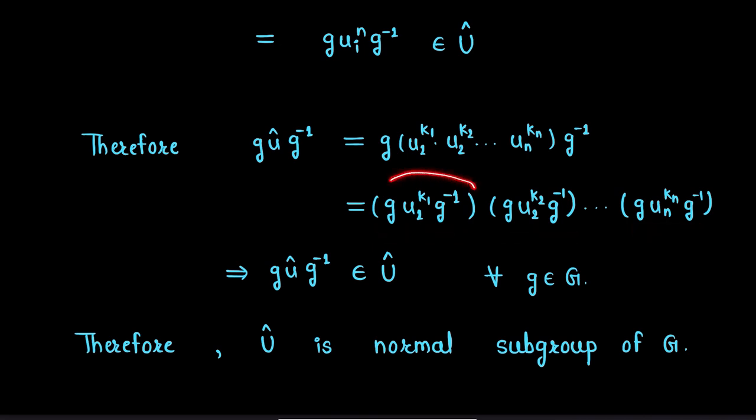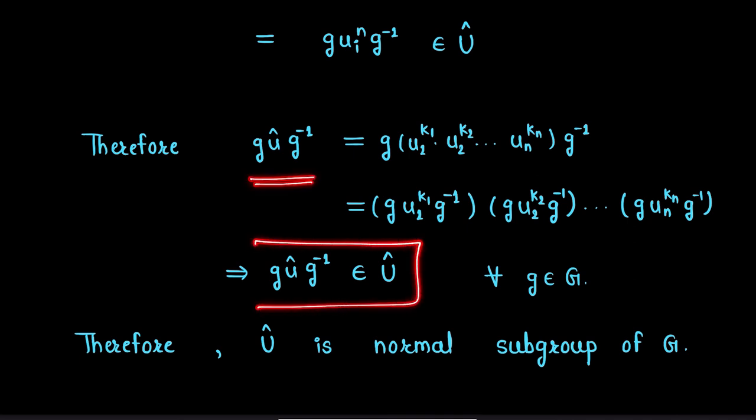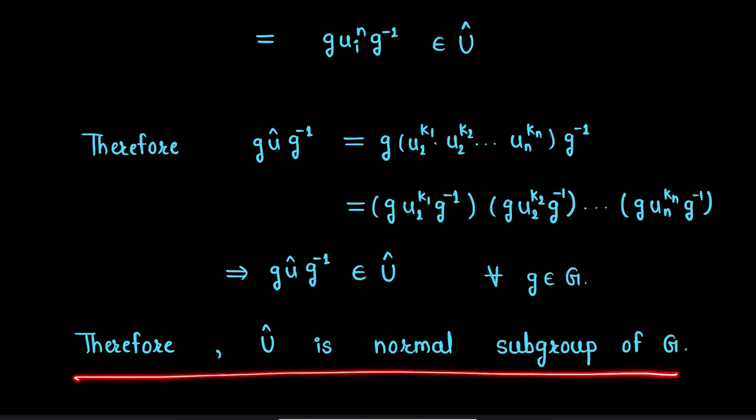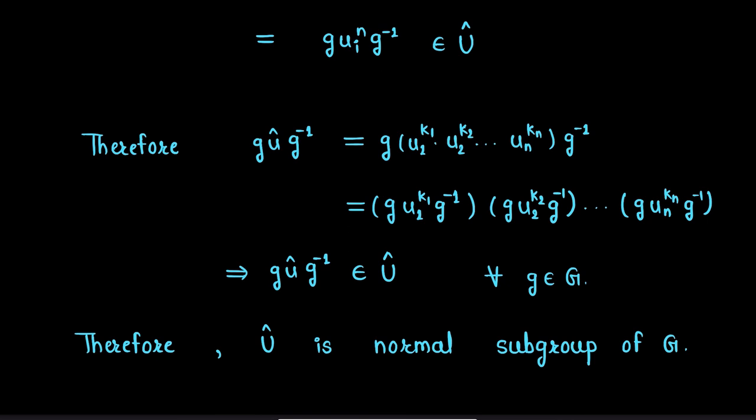Now each of these is an element of U cap, therefore we have G U cap G inverse is again an element of U cap for all elements G in group G, and this shows that U cap is a normal subgroup of group G, and this proves part B of this question.